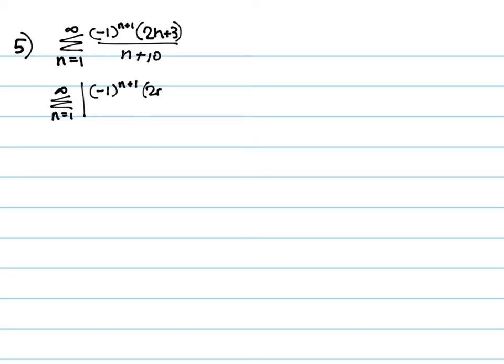All right, the summation from n equals 1 to infinity of negative 1 to the n plus 1 times 2n plus 3 over n plus 10. Okay, the process starts the same, the directions were the same. We look at the summation from n equals 1 to infinity of the absolute value of negative 1 to the n plus 1 times 2n plus 3 over n plus 10. And this is the same as the summation from n equals 1 to infinity of what?